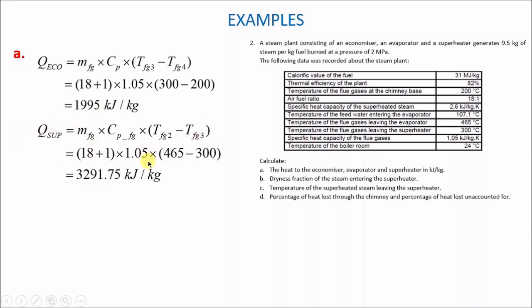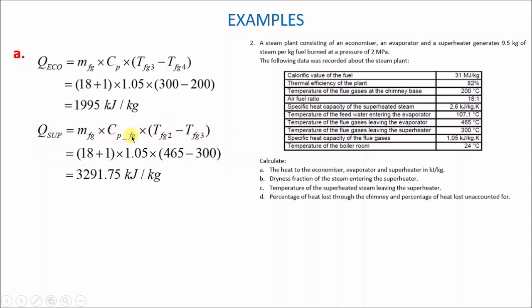You are told in the question that the flue gas that leaves the evaporator is at a temperature of 465. When it leaves the evaporator, it's getting into the superheater. And then you also have the temperature of the flue gas leaving the superheater. And so you have all the temperatures that you need to be able to use that equation.